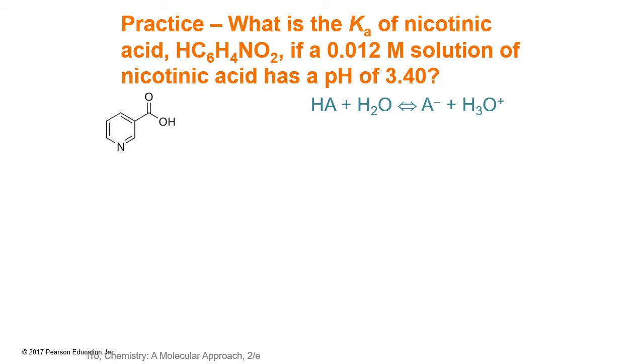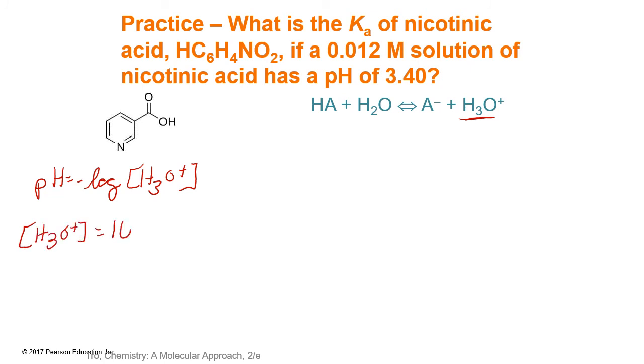We are going to have to find the concentration of the H3O plus. So we're going to take the pH is equal to the negative log of our H3O plus concentration. To undo this, we're going to take 10 raised to the negative pH, in this case 3.40, to get our H3O plus concentration.